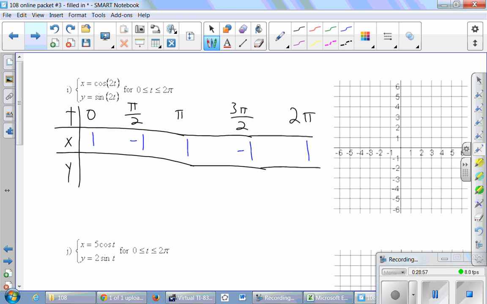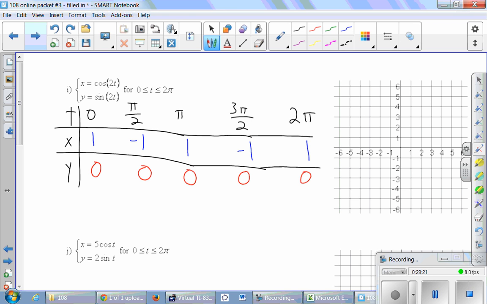Well, let's see what happens with the sine. So sine of 2t: sine of 2 times 0 is 0. Sine of 2 times pi over 2 is really the sine of pi, which is 0. Sine of 2 times pi, 0. Sine of 2 times 3 pi over 2 is really the sine of 3 pi, which is 0. And then patterns, it's a 0.